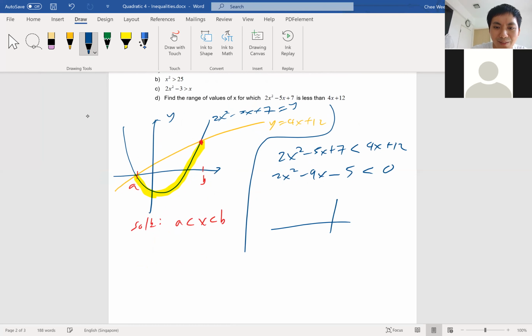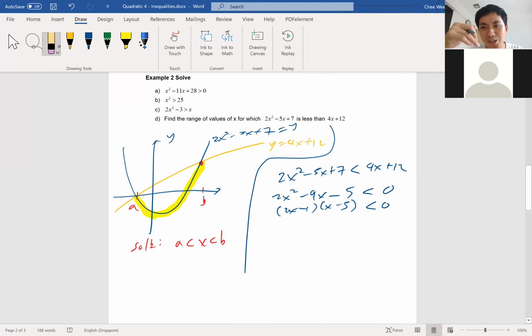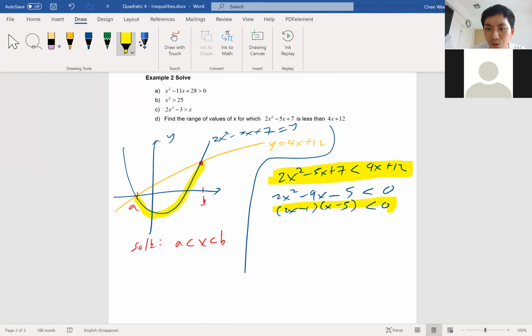Then you will try to factorize this. Let's see if this is factorizable. So 2, minus 5, 1, 1. So it's 2x minus 1, x minus 5, less than 0. Understand so far? So what do all these actions convey? You are solving for an equation. We are functionally saying that to solve for this equation, which is the original intent of the question, is the same as solving this inequality then.